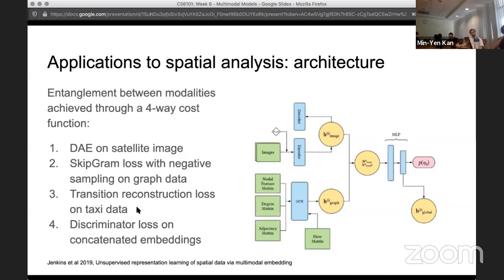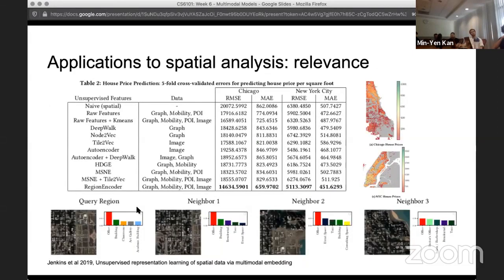Let me ask you guys, if you think about the types of data that are going into this study, there's graph data, there's mobility data, there's point of interest data, and image data. Before you carry out the experiments, which of these pieces of data is the least useful for predicting the real estate price? Which is the most important? It's probably the prices themselves.